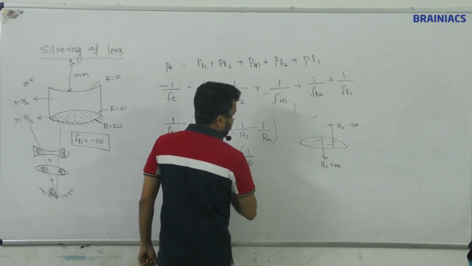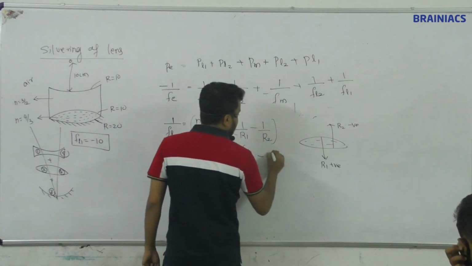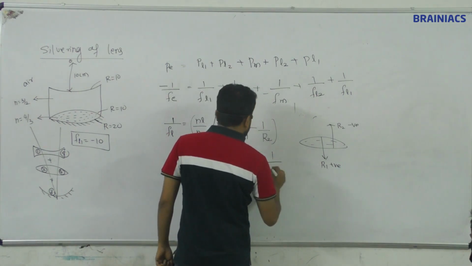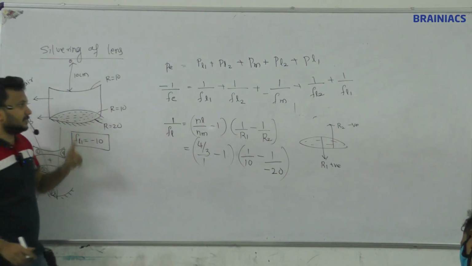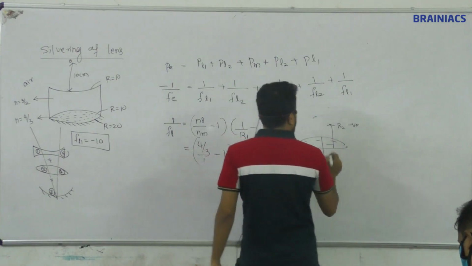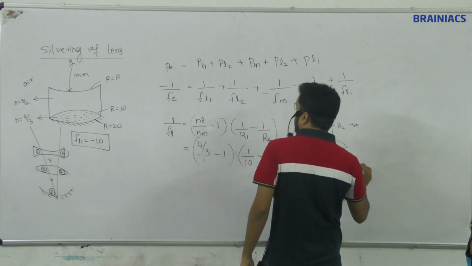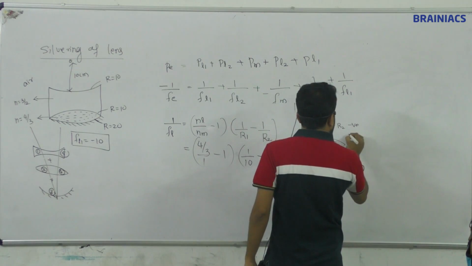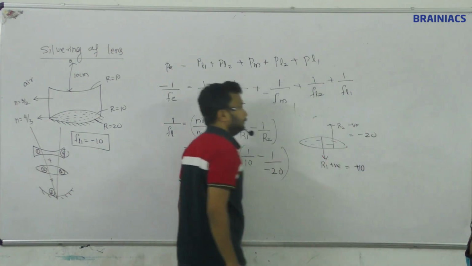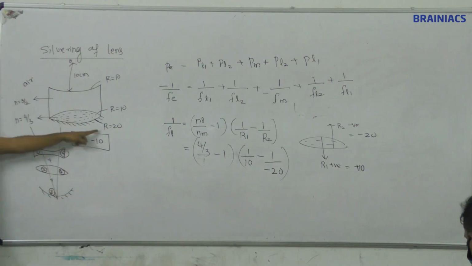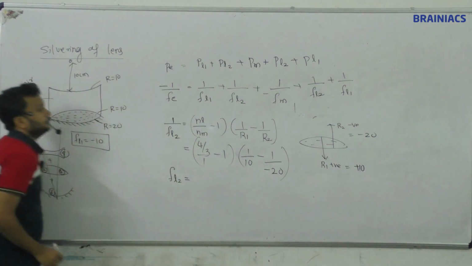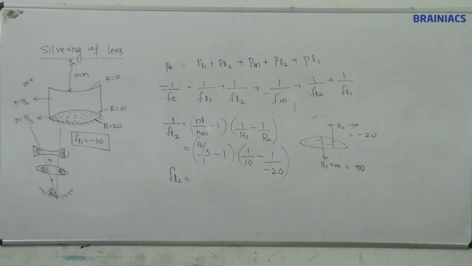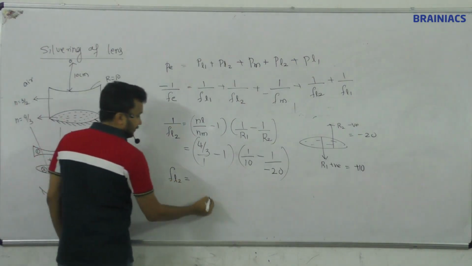R1 value is 10, so 1 by 10 positive. R2 negative: minus 1 by minus 20, because this surface is 20. R1 is given as plus 10 and R2 as minus 20. The two radii are different, right? 10 and 20. We'll substitute here for FL2. So now you can tell me what is FL2. Aishwarya, tell me.